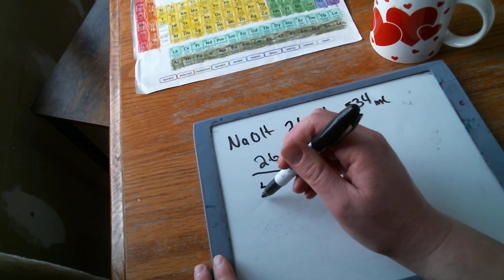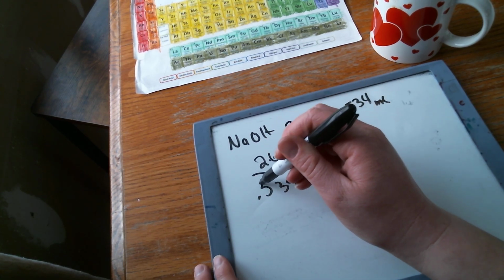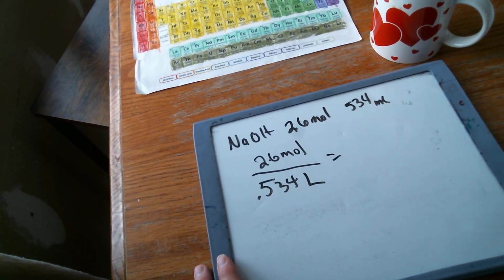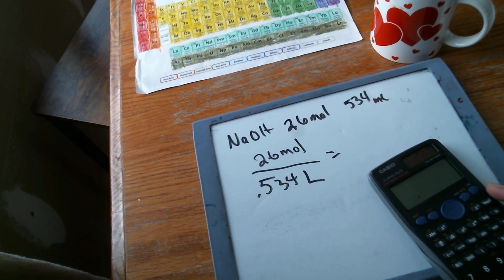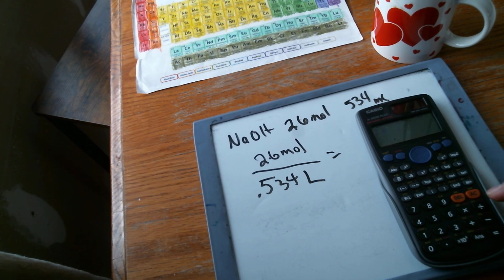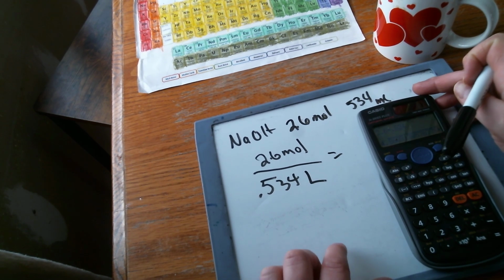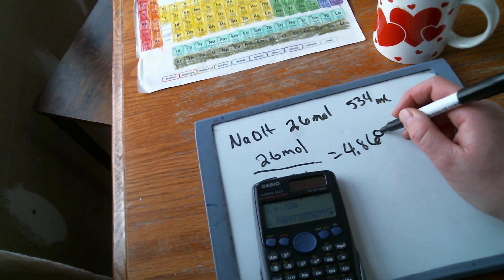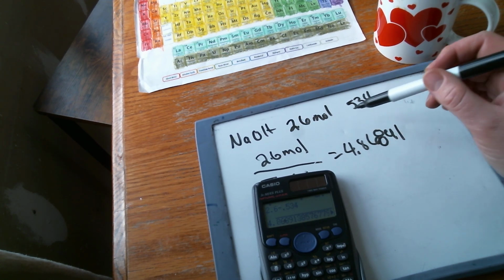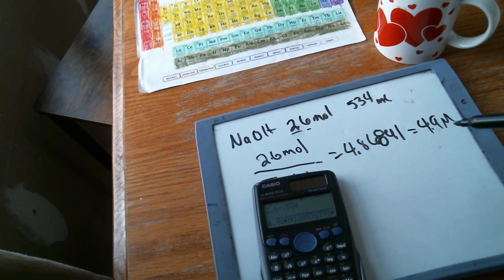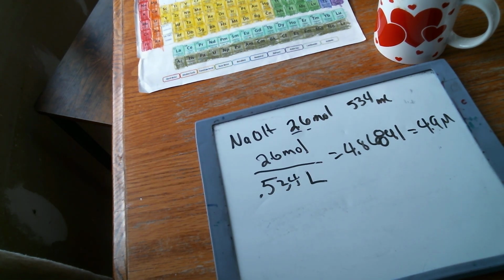divided by 0.534, because that's liters, because it's moles per liter, and then that should give you your molarity. So you just take, whoops, my calculator cut off, 2.6 divided by 0.534, and that should be 4.86891. And we only have 2 sig figs, so I'm going to say 4.9 molar. Oh, look at that. We're right. Okay, let's do the next one.